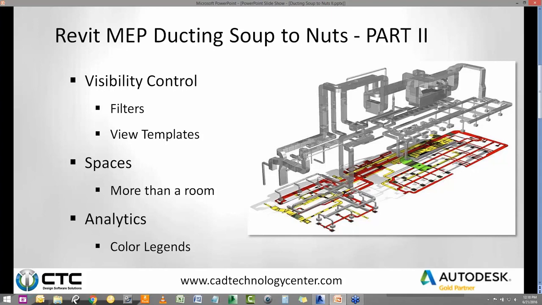I train a lot of people across the country on Revit MEP, and I'm always amazed to see how people have misused spaces and don't quite understand the capabilities of what spaces can do for you inside of Revit. So we're going to touch a little bit on that and some of the awesome power that spaces have and things that you can do with those. As well as analytics, we're going to look at some color legends here and how we can create some views that help us in our duct design so we can get done faster and be more efficient with our overall design process.